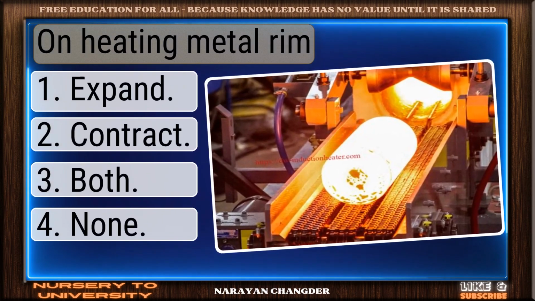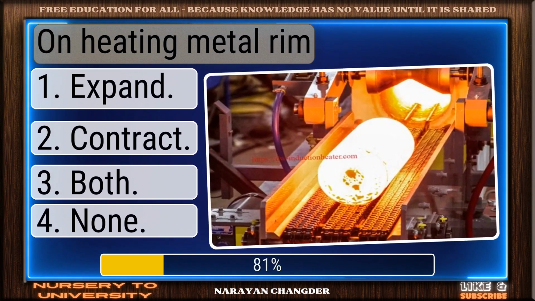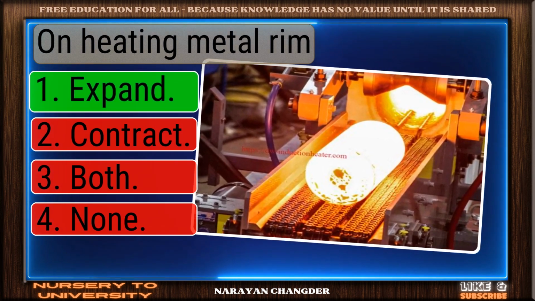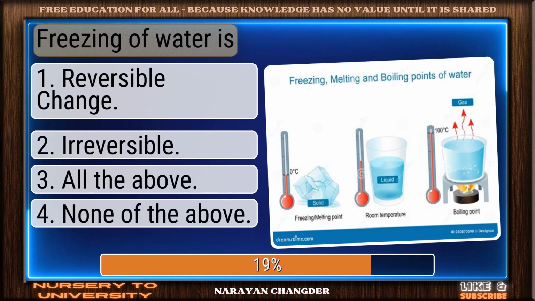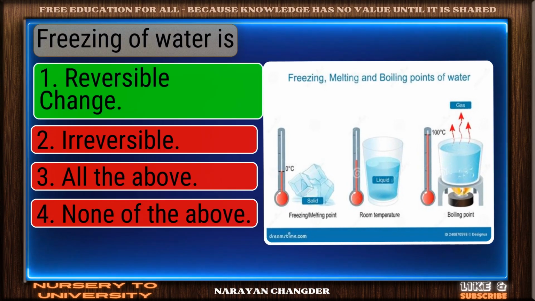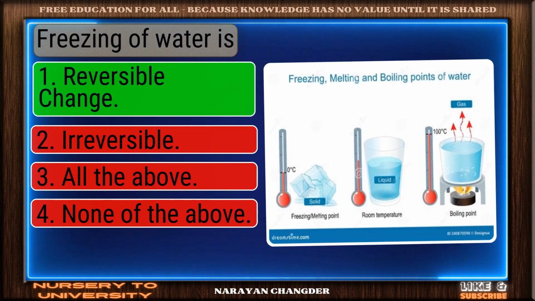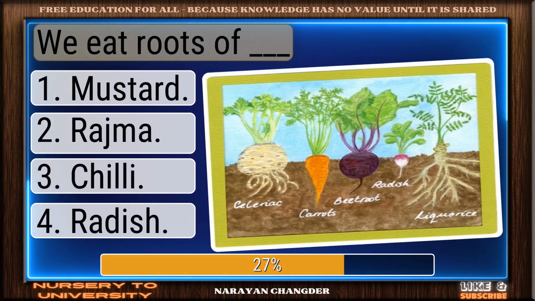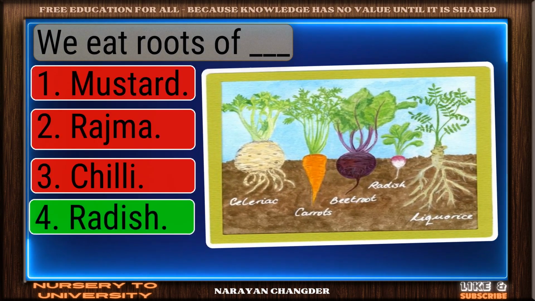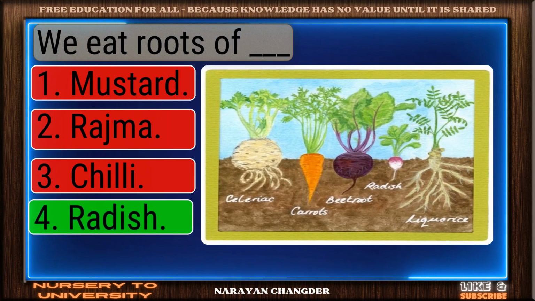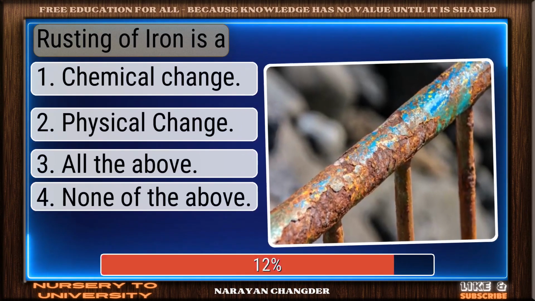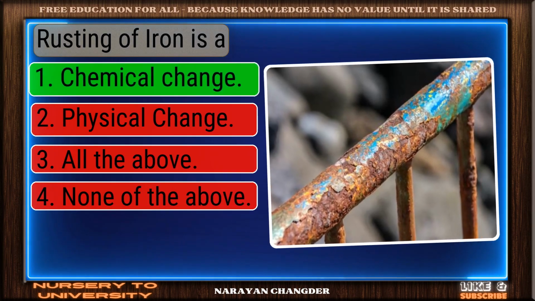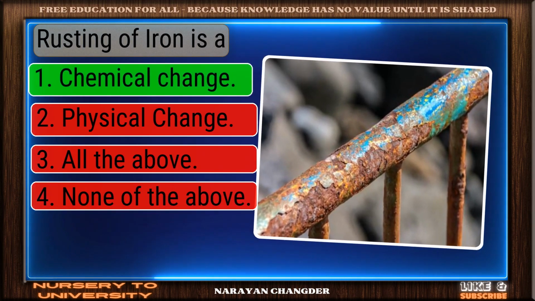On heating metal rim. Exactly. Expand makes sense and it is the right choice. Freezing of water is. Smart move. Reversible change is an accurate answer. We eat roots of dash. Right choice. Radish is the best answer. Rusting of iron is a. Smart pick. Chemical change is the correct choice.